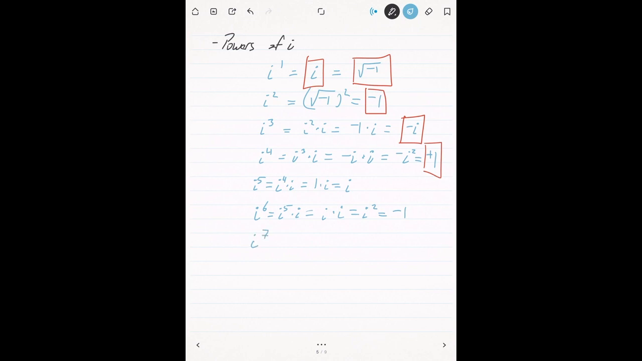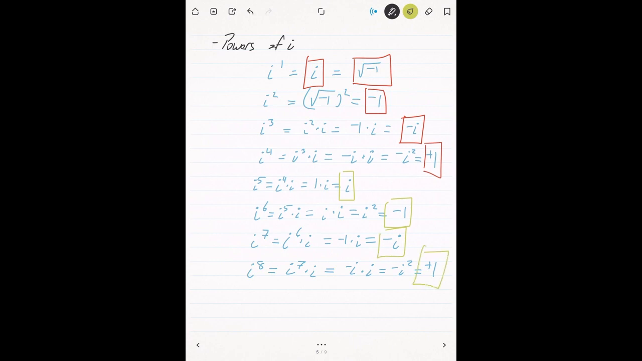i to the 7th power. That's just i to the 6th times i. i to the 6th was negative 1 times i. That's just negative i. And then we have i to the 8th power. That was just the previous i to the 7th times i. i to the 7th was negative i. And if I multiply that by another i, I get negative i squared. i squared is negative 1, so negative negative 1 is positive 1. Take a look at that. We get the exact same values as before.